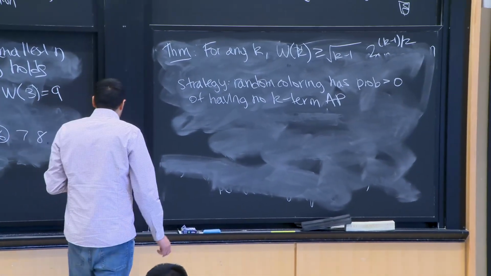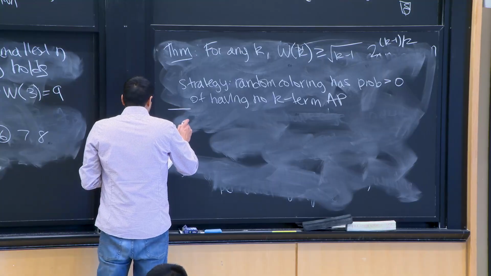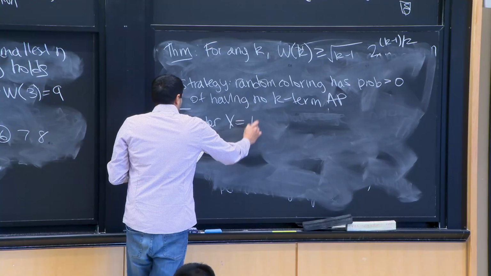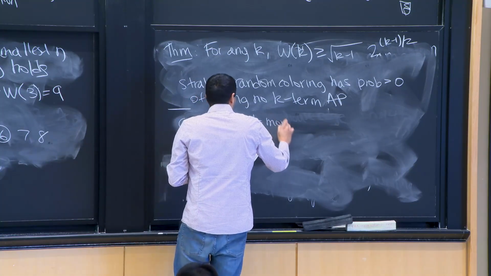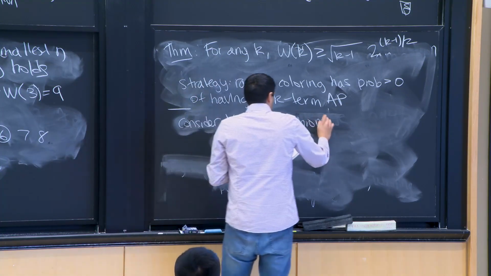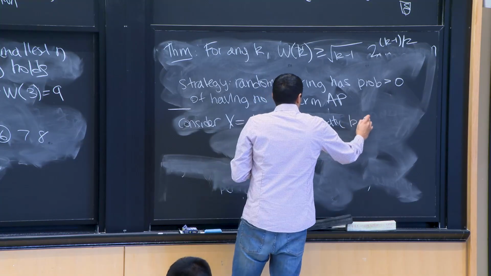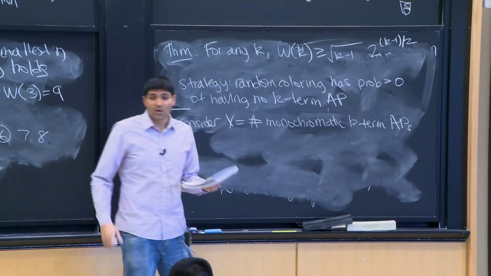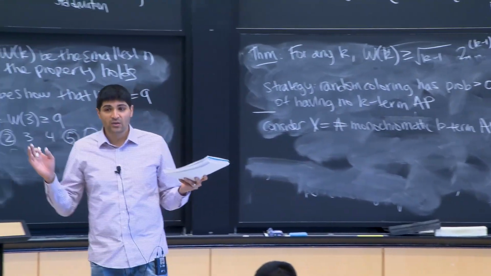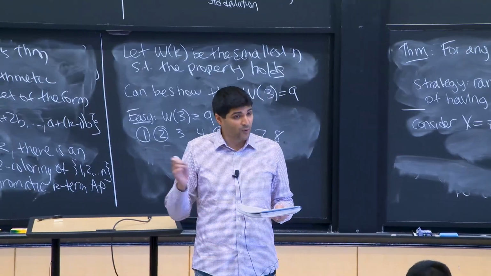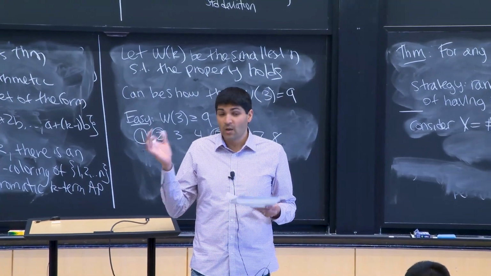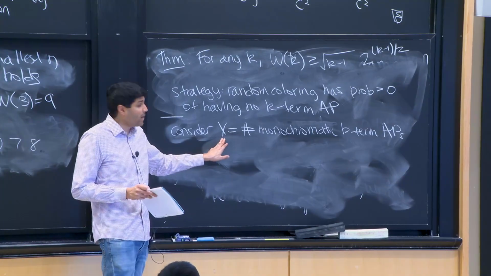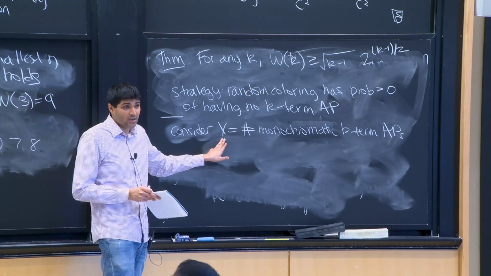So just to make sure we're on the same page, what I'm going to do is consider a random variable x that's going to be equal to the number of monochromatic k-term APs. I'm just going to count. So you give me a random coloring. The dumbest thing we could do is we randomly decide independently for each integer whether it's red or blue. And we're going to show that that works. And we're going to be interested in this random variable x, that's the number of monochromatic k-term APs in my random coloring.